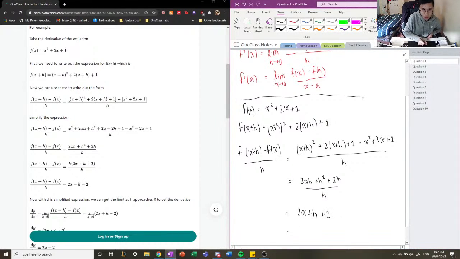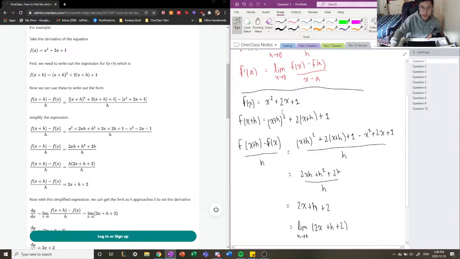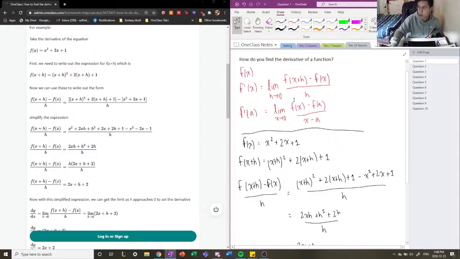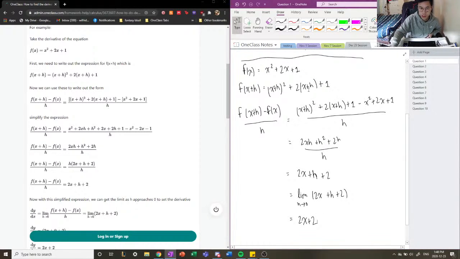Okay. All right. So now we're going to evaluate the limit of this. The limit as h approaches 0 of 2x plus h plus 2. What is that equal to? We're just going to substitute h equal to 0 here, and that's going to equal 2x plus 2, which is the derivative of this function, x squared plus 2x plus 1. So by using this limit definition of a derivative, we're able to calculate the derivative of this function.